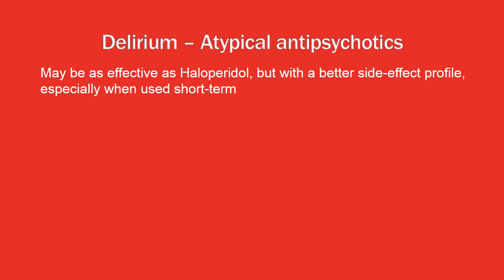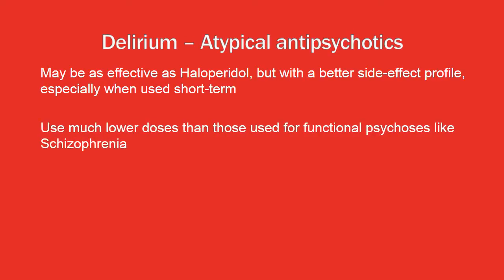Atypical antipsychotics may be as effective as haloperidol, but with a better side effect profile, especially when used short term. It is important to use much lower doses than those used for functional psychotic illnesses like schizophrenia. Some of the commonly used atypical antipsychotics in delirium are olanzapine, risperidone, and quetiapine.